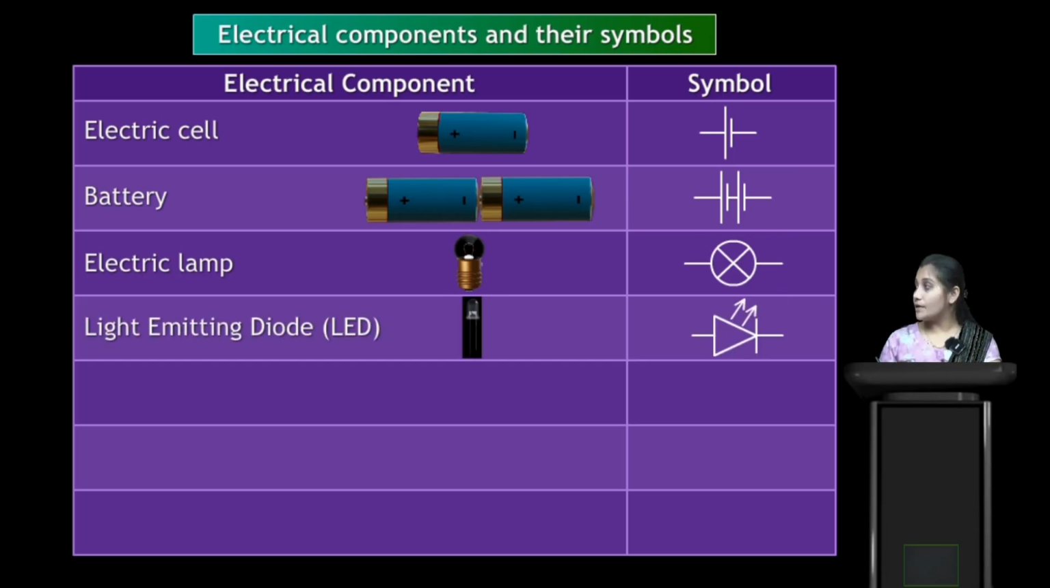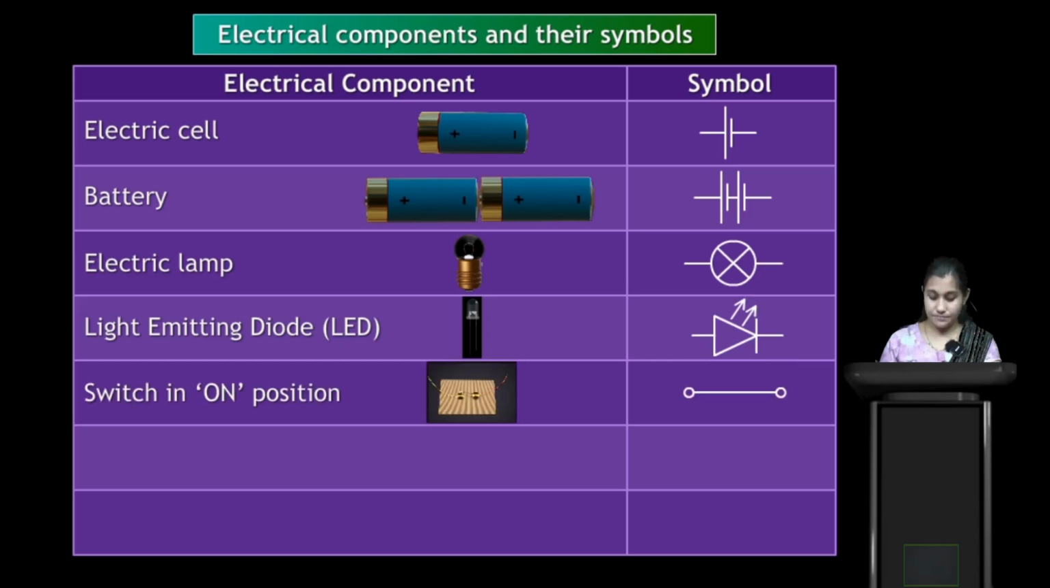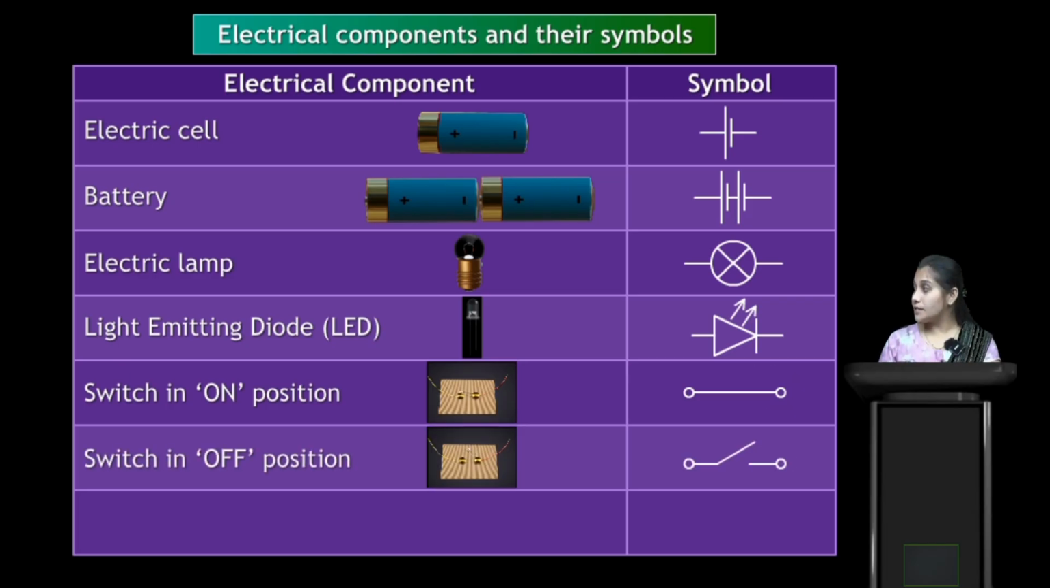Okay. And this one is the what? Light emitting diode, means LED. So we will represent the LED like this. Okay. This one is a switch in on position. So the switch in on position, we will represent it with the straight line. Okay. And then the switch in off position. So the switch in off position, we will represent it like this.